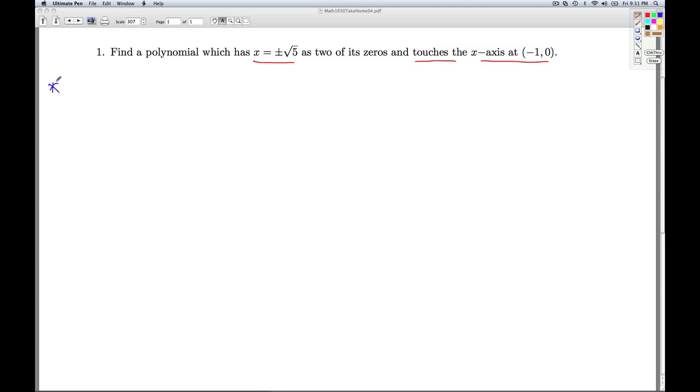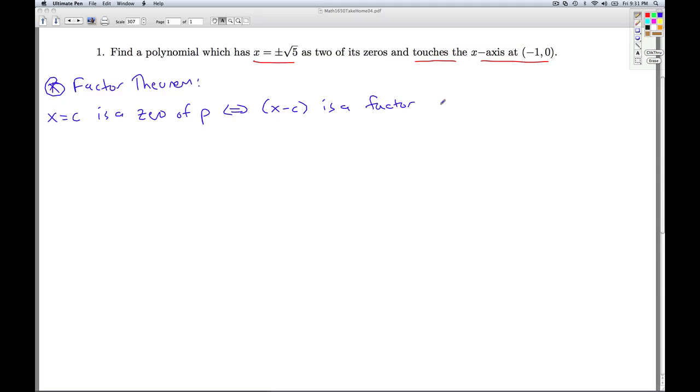So the key result we need to use is the factor theorem. The factor theorem says that x equals c is a zero of a polynomial function p if and only if x minus c is a factor of p of x. So what does this tell us in this case?